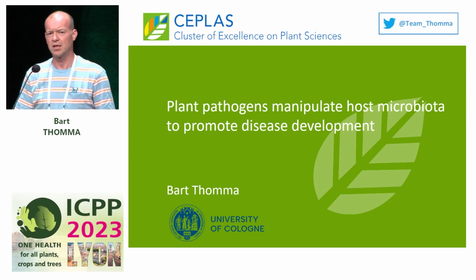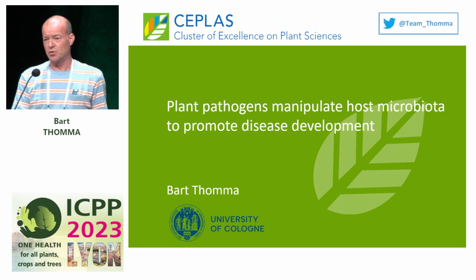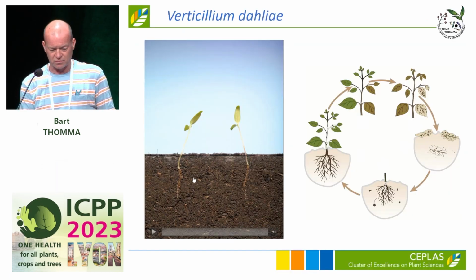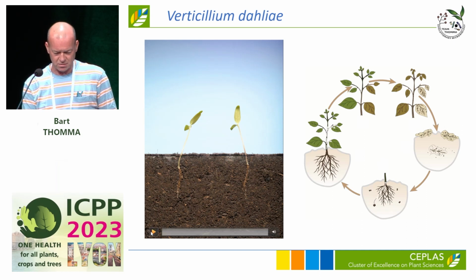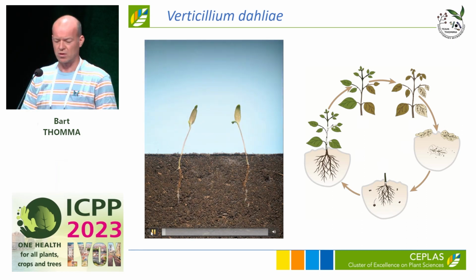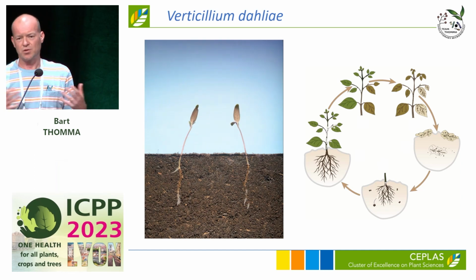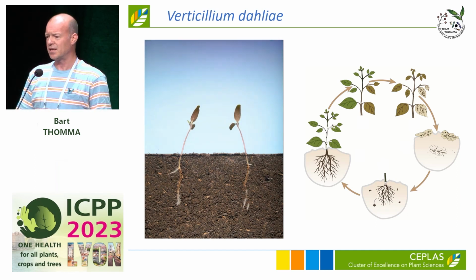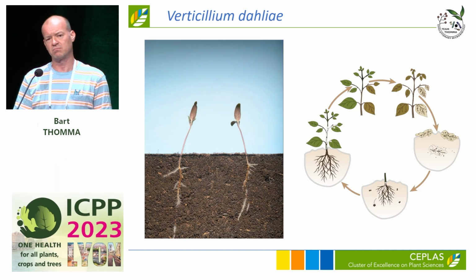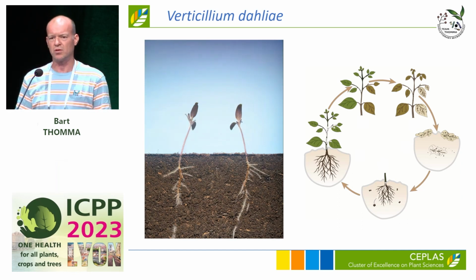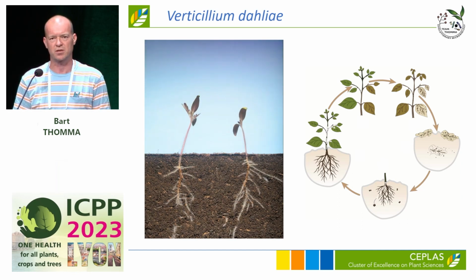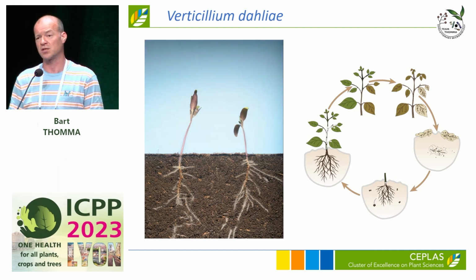Thanks, Andrea, for the introduction, and thanks to the organizers for inviting me to present some of our data here. I would like to first start off by showing you a video of our favorite pathogen, Verticillium dahliae. You see two seedlings, two tomato seedlings, in fact. This pathogen is not a pathogen of tomato only. It infects hundreds of plant species, but we use tomato very often as a model.